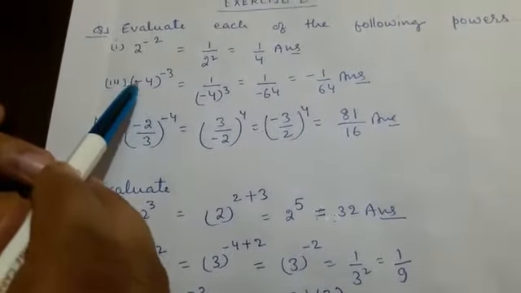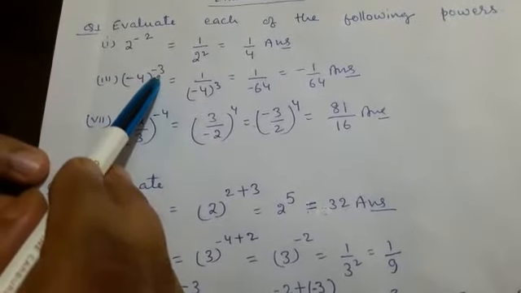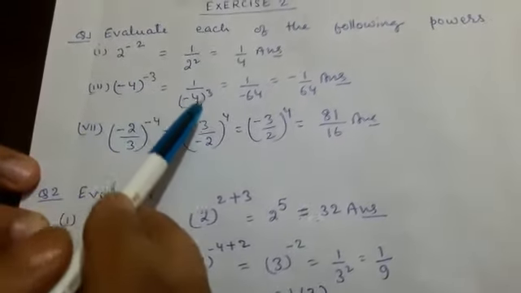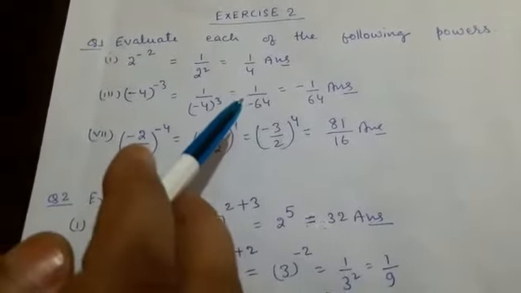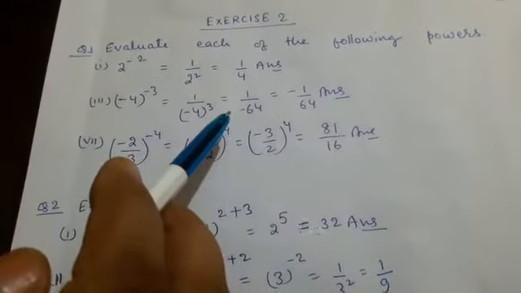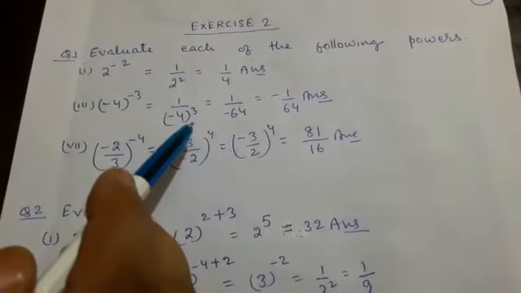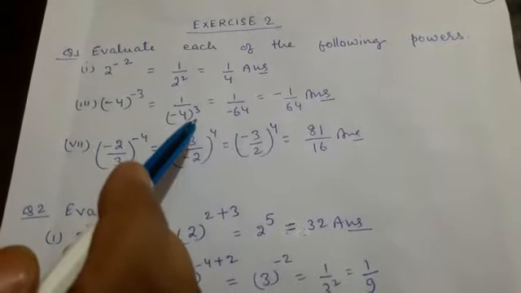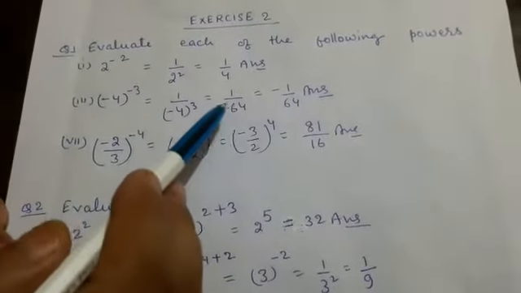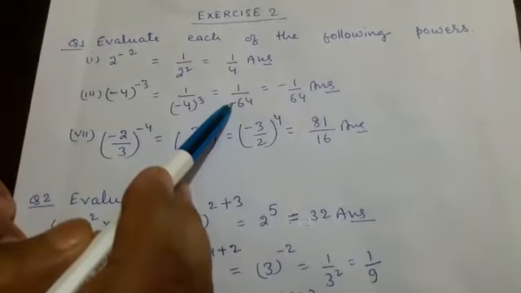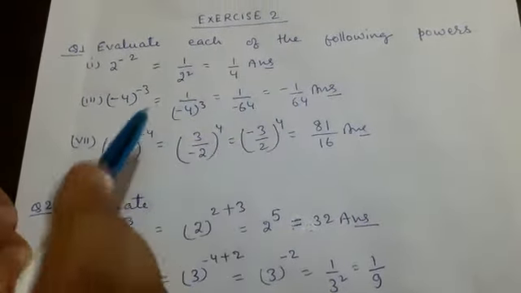Third part is (-4) power -3. Again its power is negative, so we'll write down 1 by (-4) power 3. If you multiply 4 three times, 4 fours are 16, 16 fours are 64, and if you multiply the negative sign 3 times, then minus into minus is plus and plus into minus is minus. So 1 by -64, and we will transpose this negative sign from the denominator to the numerator. So the answer will be -1 by 64.